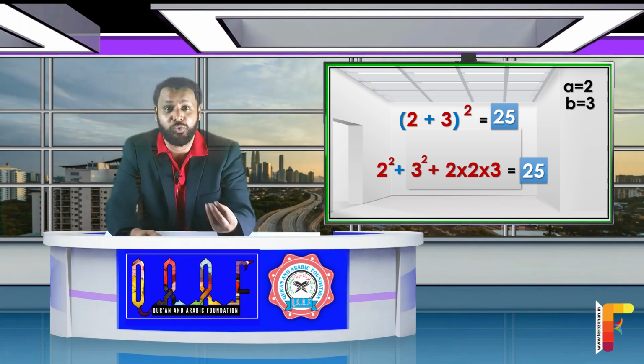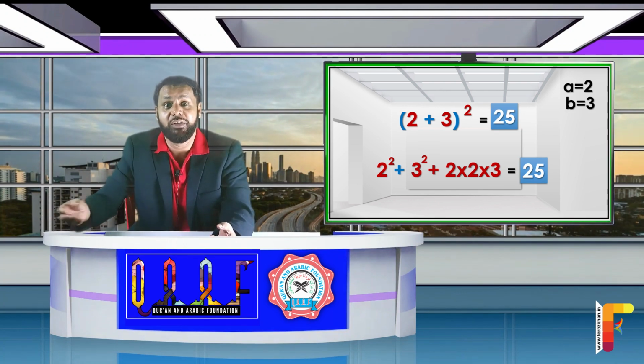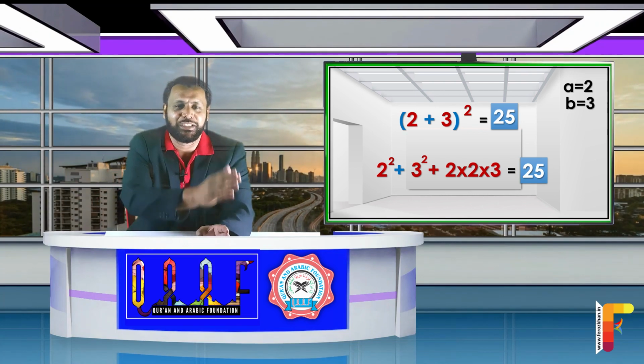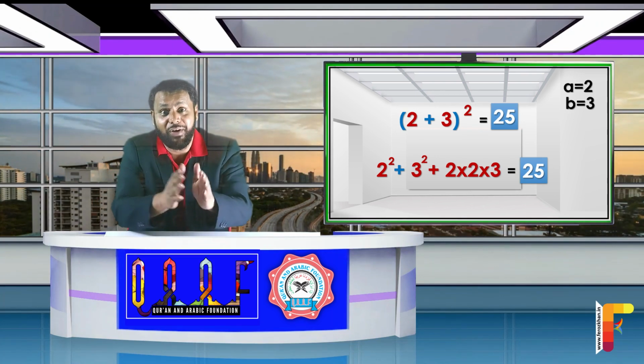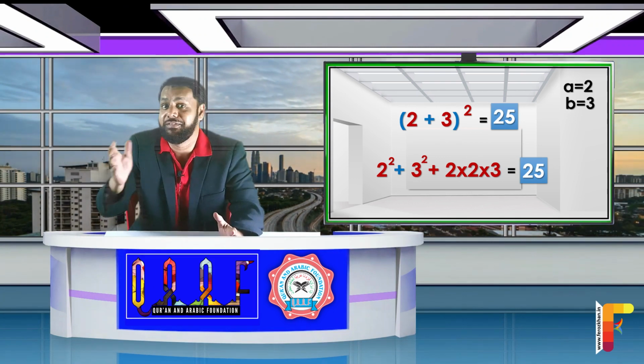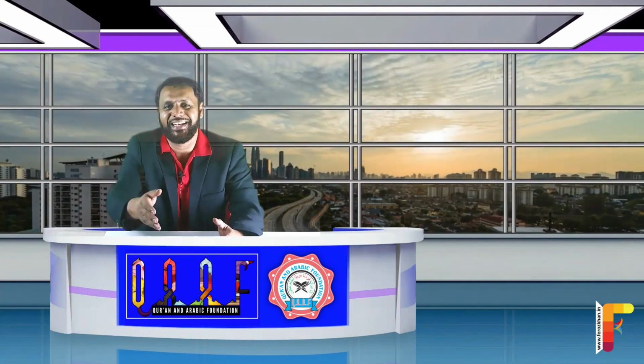So A² will be 2², 4, B² will be 9, 3², and then 2AB will be 2 into 2 into 3, so 12. So 12 plus 9 plus 4 will give you 25, which means 25 equals 25. So what did you do? You just replaced A, B with the respective values. You got the answer. Next time you want to use it, you again get some values.